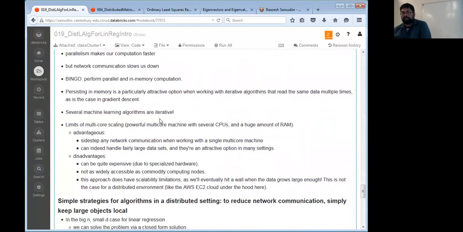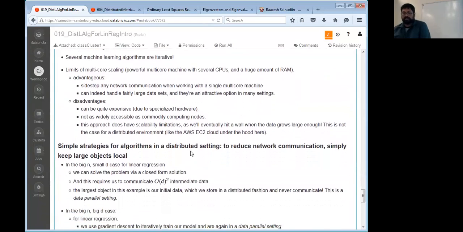Several machine learning algorithms are not just iterative, but also when you do training across various hyperparameters of that iterative model, you can actually take advantage of parallelism again. This used to be called embarrassingly parallel. So there are ways of exploiting these levels of parallelism.